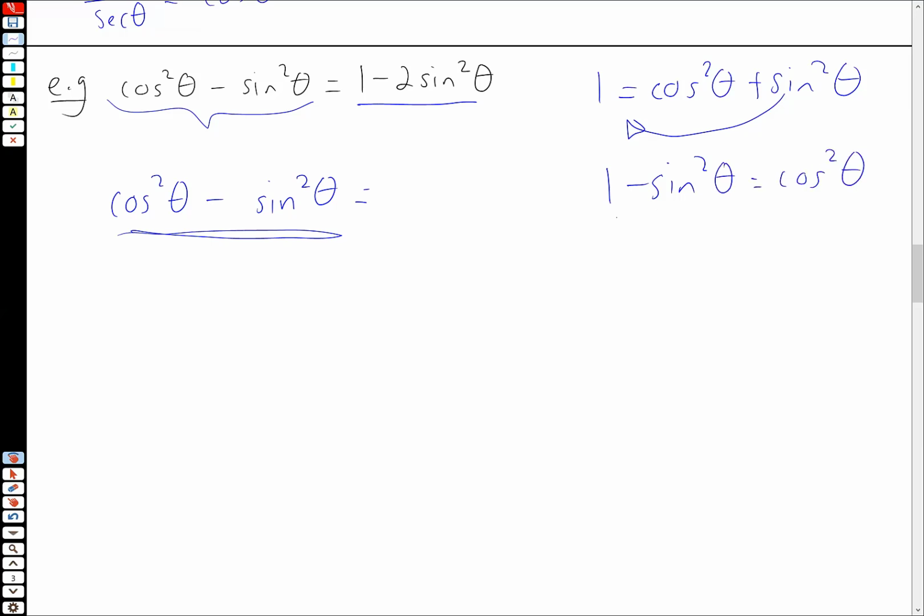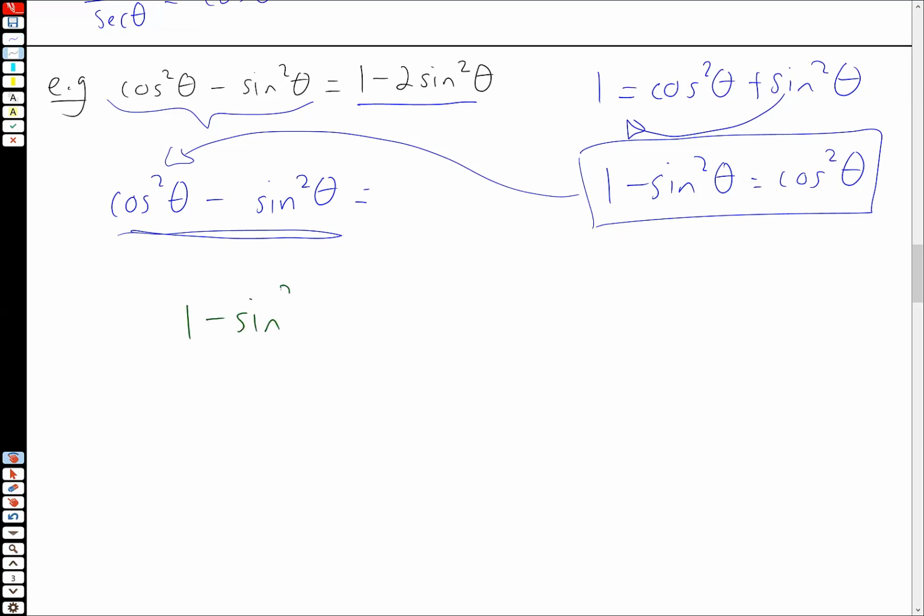Okay, so let's substitute that into our trig equation. So cosine squared theta is going to become 1 minus sine squared theta, minus sine squared theta. Okay, and now let's combine the sine squareds here. So this is equal to 1 minus 2 sine squared theta. And that's actually what we wanted here up top. We're good to go.